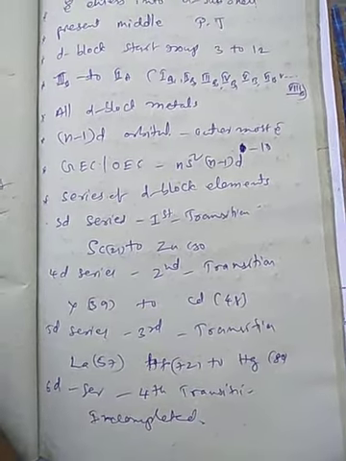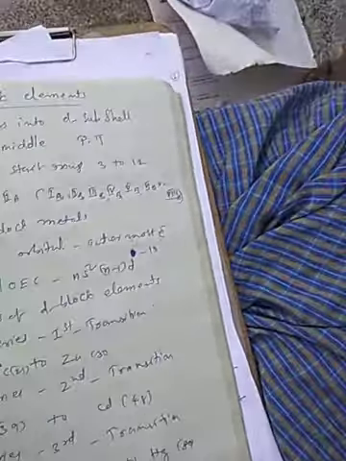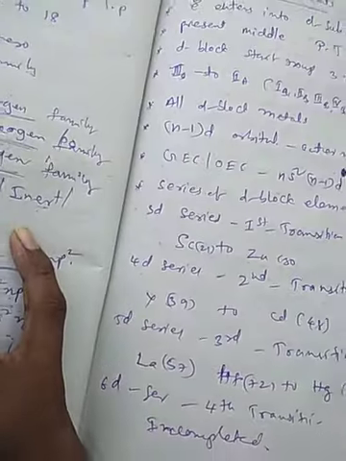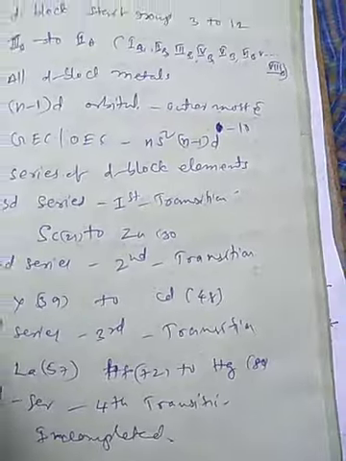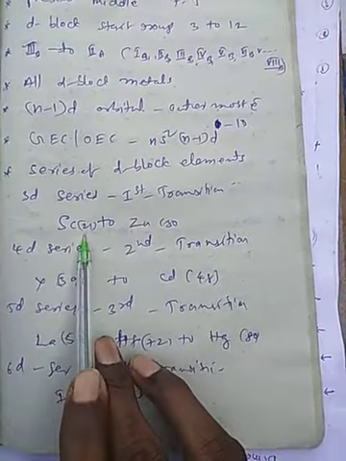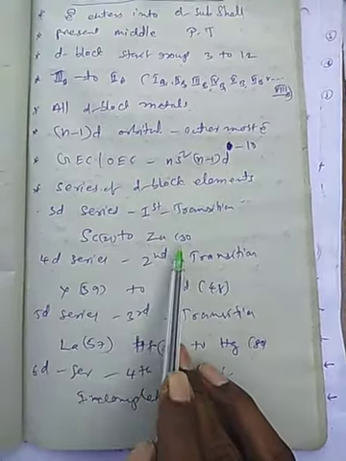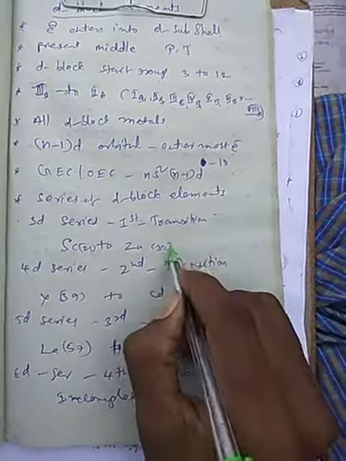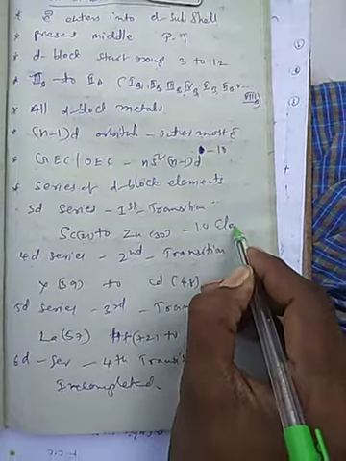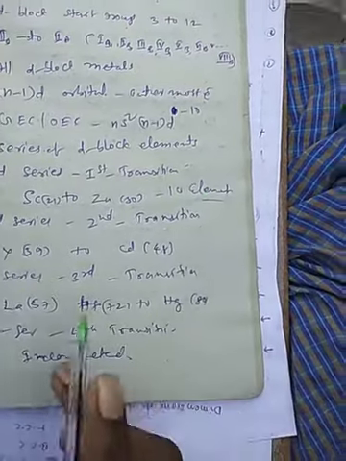The first transition series starts from scandium, atomic number 21, to zinc, atomic number 30. There are 10 elements present in this series.